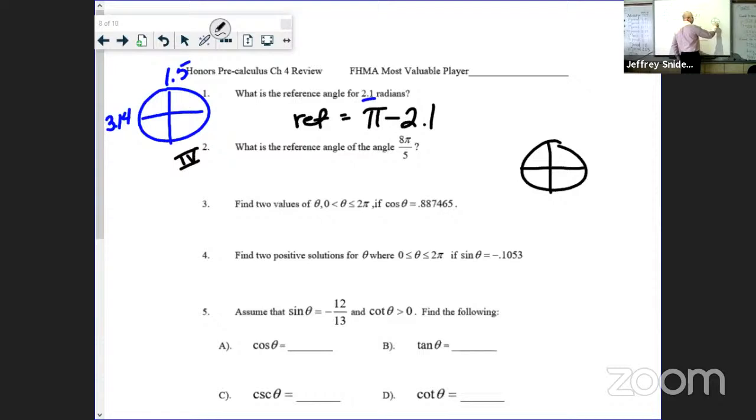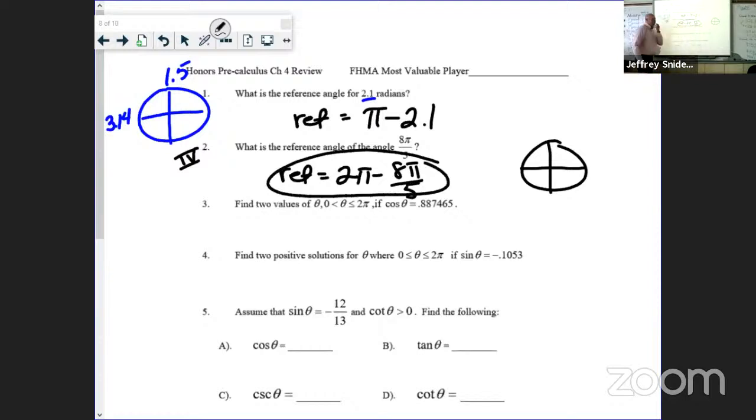That means the angle plus the reference equals 2 pi. So the reference angle here is going to be 2 pi minus 8 pi over 5. You could leave it like that. If I asked you to simplify it, you should be able to. It's 2 pi over 5 if you simplify it.